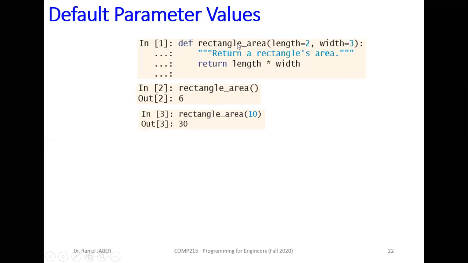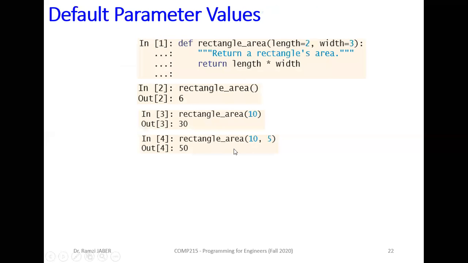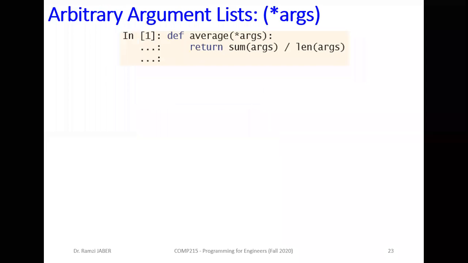If we call the function with one argument, the first one will be the length. So the length equals 10 and width is still 3, which will give us 30. If we call the function with 2 arguments, 10 and 5 will replace 2 and 3. So it will give us 50. Okay? Any question here? No, doctor. Any question? Okay, let's continue.